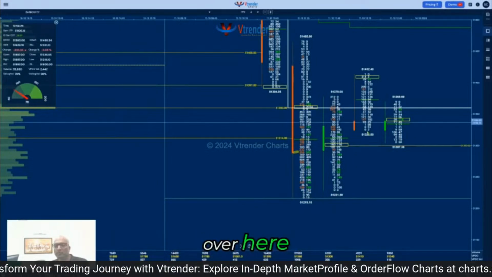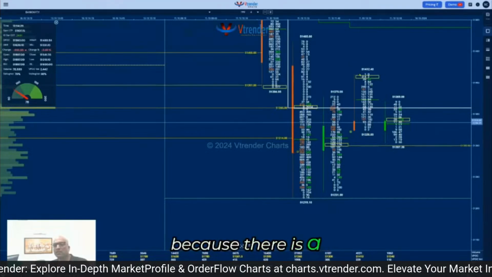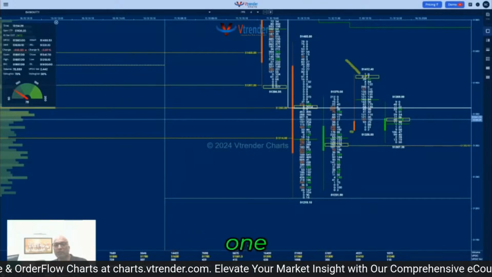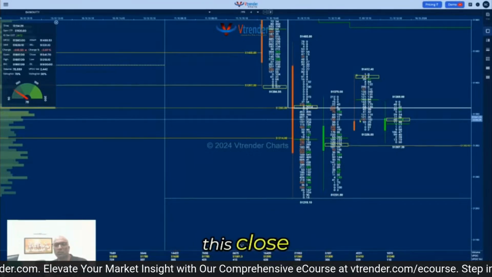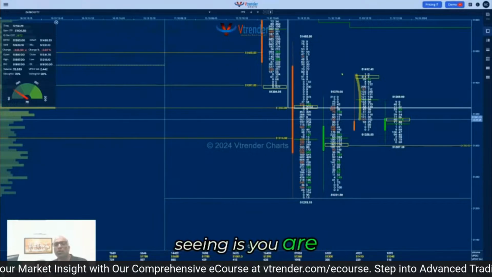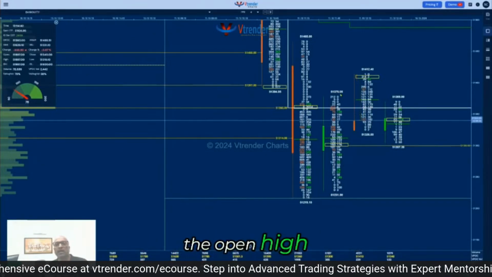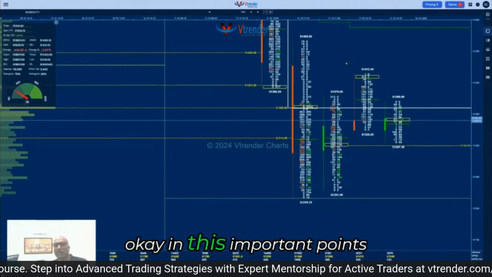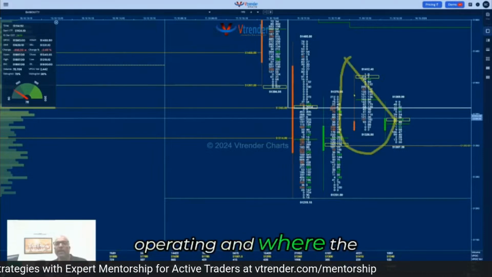The same thing over here. This color became red because there is a 314 lot seller which came in exactly at 51,412 and pushed this from the high to this close. So what you are seeing is you are actually getting a little bit more information than the open, high, low, and close of the bar. And you're seeing in these important points where the seller is operating and where the buyer is operating.